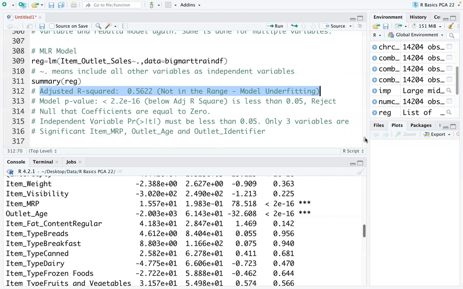So the first criterion itself has failed. This is how you have to interpret the output. This is the statistical output of regression.